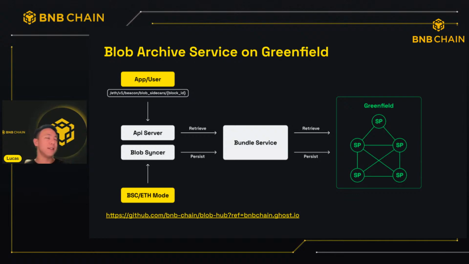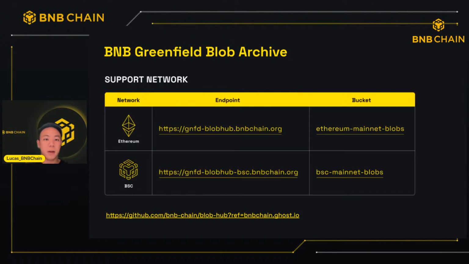What happens after we've detached the blob data from the chain is that you can either let it be gone, or more often you will want to archive it for future reference. We do offer a blob archive service built on the Greenfield infrastructure, which is also available through our GitHub, BNB Chain, where we call it Blob Hub. The Greenfield Blob Archive service supports both the Ethereum mainnet as well as our BSC mainnet.